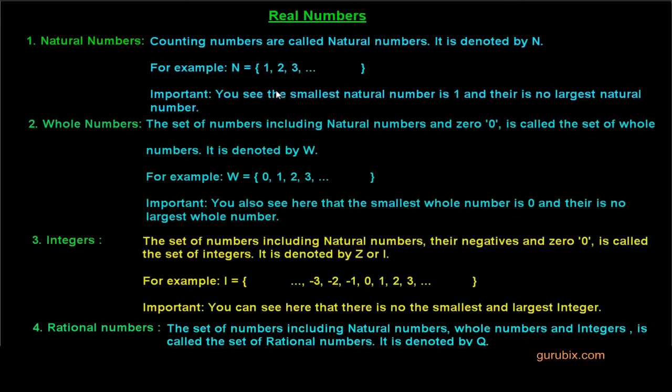For example, N is the set of numbers which start from 1 and go to infinity. This is the sign of infinity, and it is very important for you to know that the smallest natural number is 1 and there is no largest natural number.